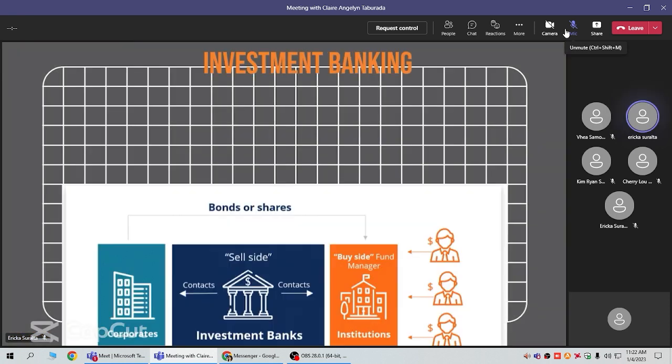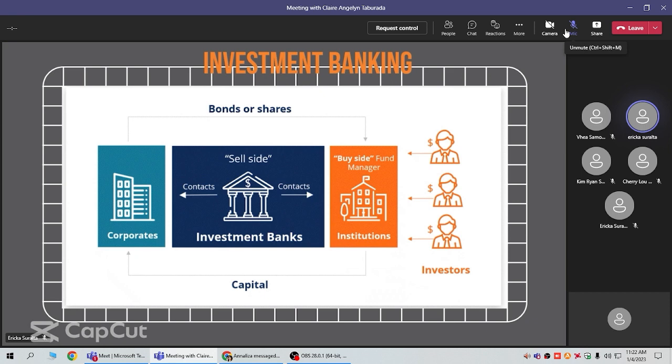And then next, we have here a guide that will cover what investment banking is and what investment bankers actually do. So in investment banking, as you can see here in the illustration, the investment banks are the sell side, and it has two contacts, which are the corporates and the institutions. Here the corporates are the ones who want to raise capital, and then the institutions, from the right side, are the investors.